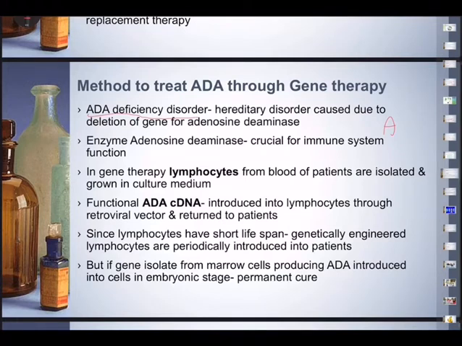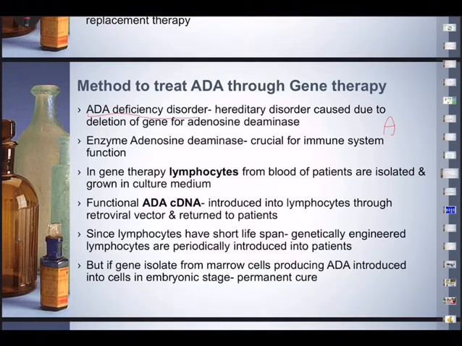SID is caused due to a defect in the gene for the enzyme adenosine deaminase. So it is a hereditary disorder caused due to deletion of the gene for adenosine deaminase, and the deficiency can be cured by bone marrow transplantation. However, in others, it can be treated by enzyme replacement therapy, in which functional ADA is given to the patient by injection. But in both approaches, the patients are not completely cured.